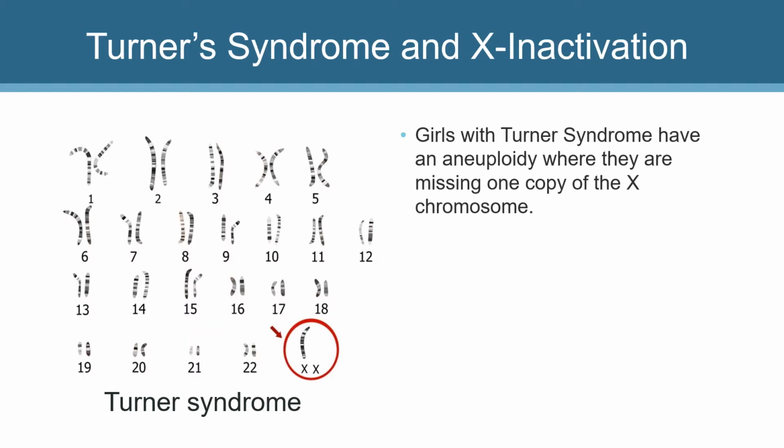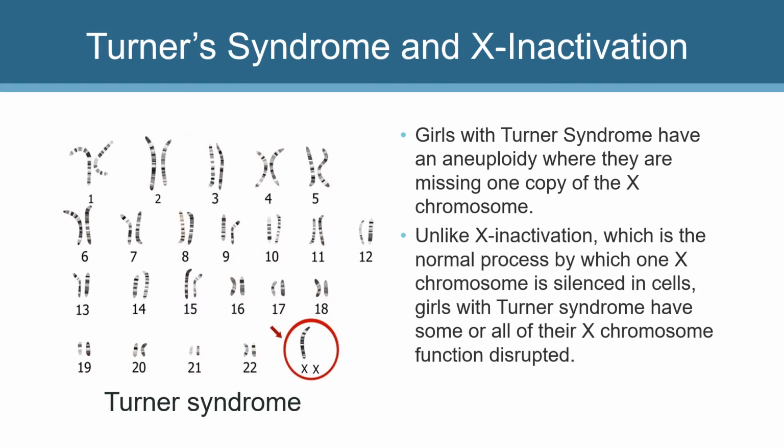Girls with Turner syndrome have an aneuploidy where they're missing one copy of the X chromosome. Unlike X inactivation, which is the normal process by which one X chromosome is silenced in cells, girls with Turner syndrome have some or all of their X chromosome function disrupted.